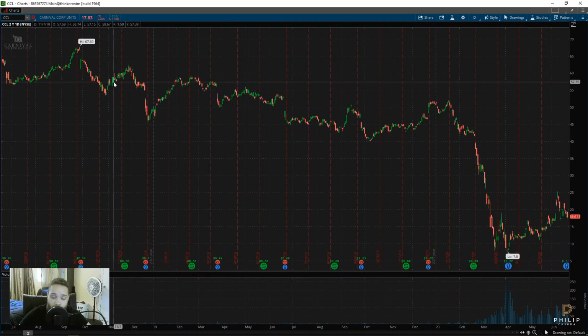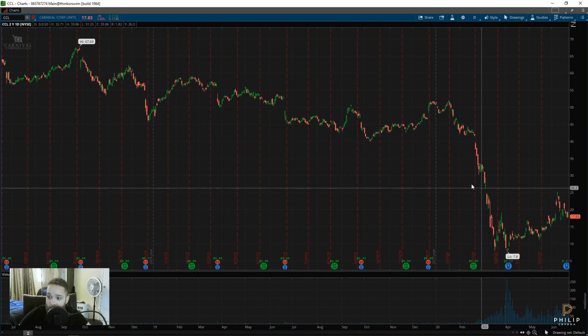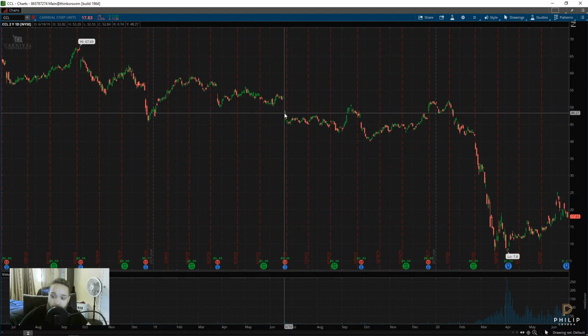So here we're just looking at a random stock. We're looking at CCL. This is the 2-year 1 day, so this is the daily chart. Each candlestick represents a whole single trading day's activity.